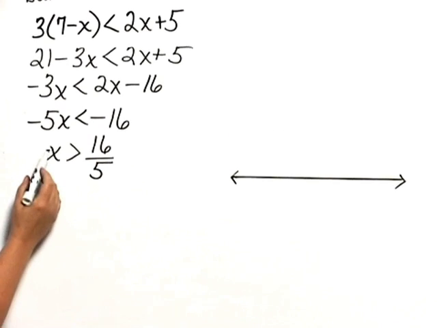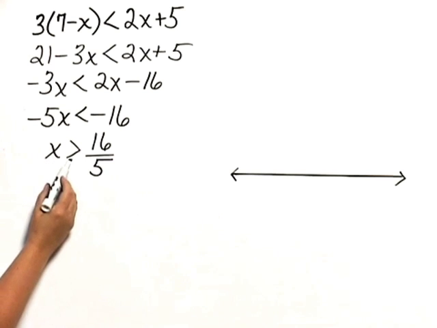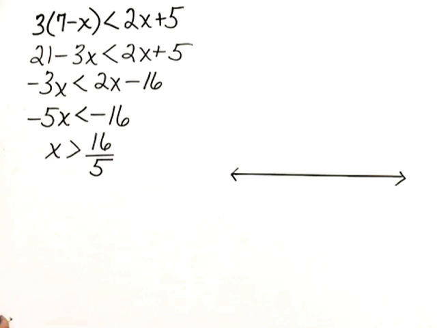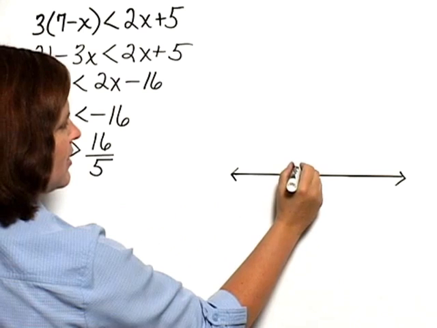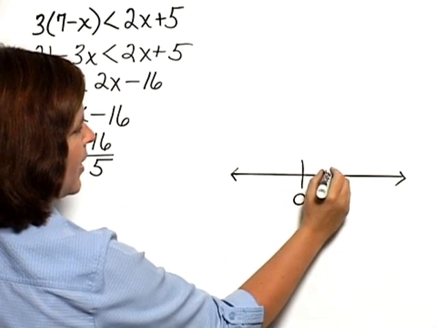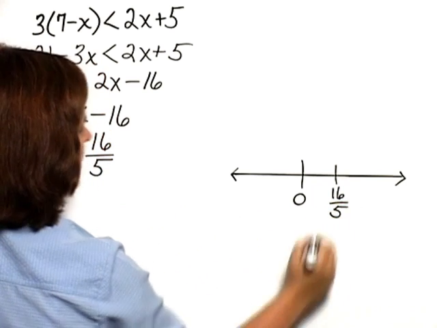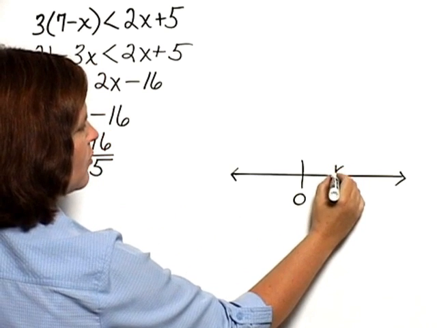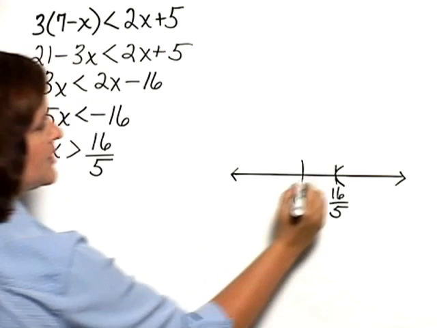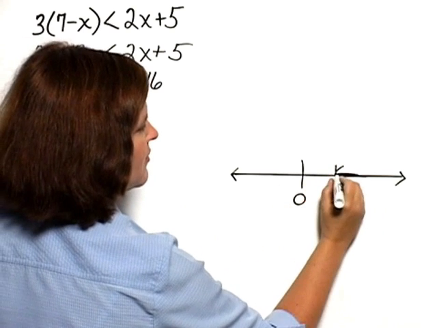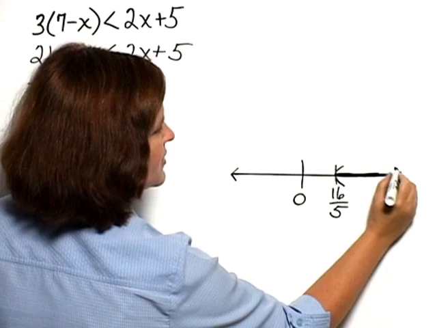So I'm looking at all values of x that are greater than 16 fifths. On a number line, we can show that by marking 16 fifths, using a parenthesis to show that we're not including 16 fifths, and shading in all values of x that are greater than 16 fifths.